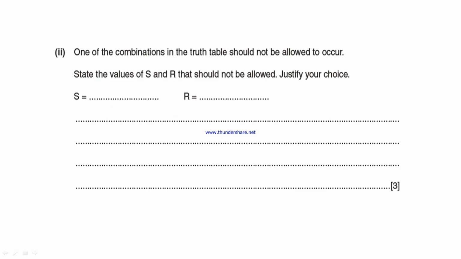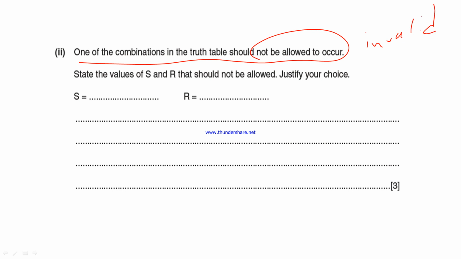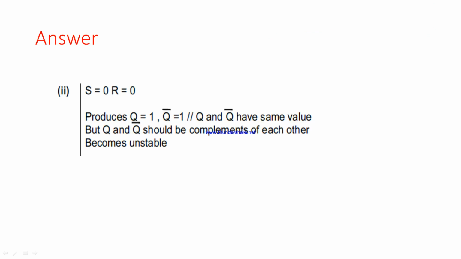So next slide, it tells us one of the combinations of the truth table is not allowed. Not allowed means invalid. So state the values of S and R that should not be allowed and justify your reason. So which value of S and R is not allowed? It's easy. S and R should not be the same.